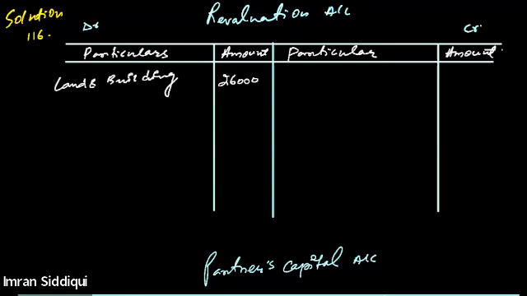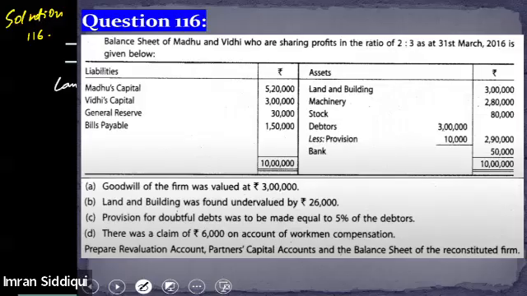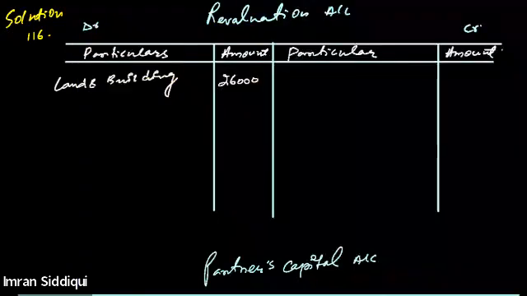Shouldn't we increase it? Is it increasing? No. Undervalued basically means the value of the land and building reduced by 26,000. Earlier, the value of the land and building was 3 lakh. Now it will be revalued at 2 lakh 74,000. That is what undervaluation means. And whenever there is a reduction in the value of the asset, we record it on the debit side of the revaluation account. So that is what we have done. Land and building recorded on the debit side of the revaluation account, 26,000.